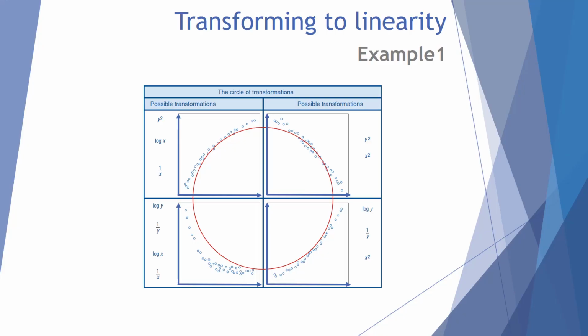Welcome to this video on transforming to linearity. This concept involves taking a linear regression and analysing it both in terms of the correlation coefficient and the residual graph to determine whether or not data is in fact linear or needs to be transformed to some other mathematical model. So let's have a look at our example.